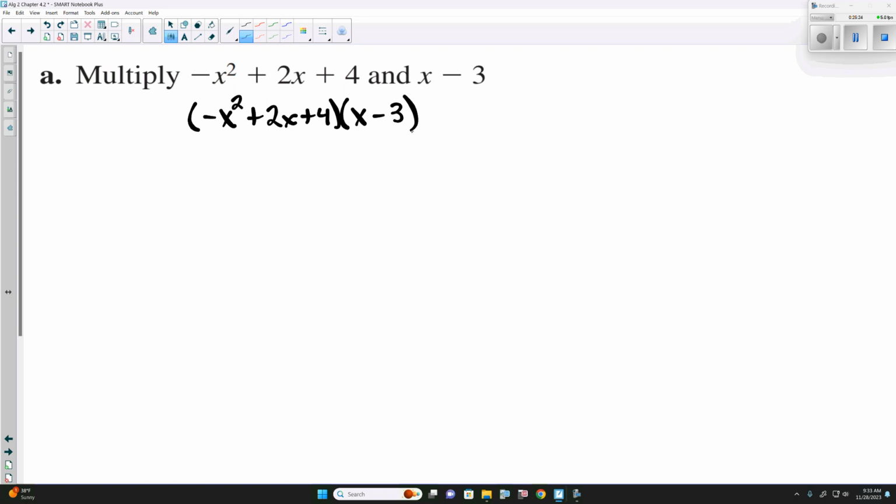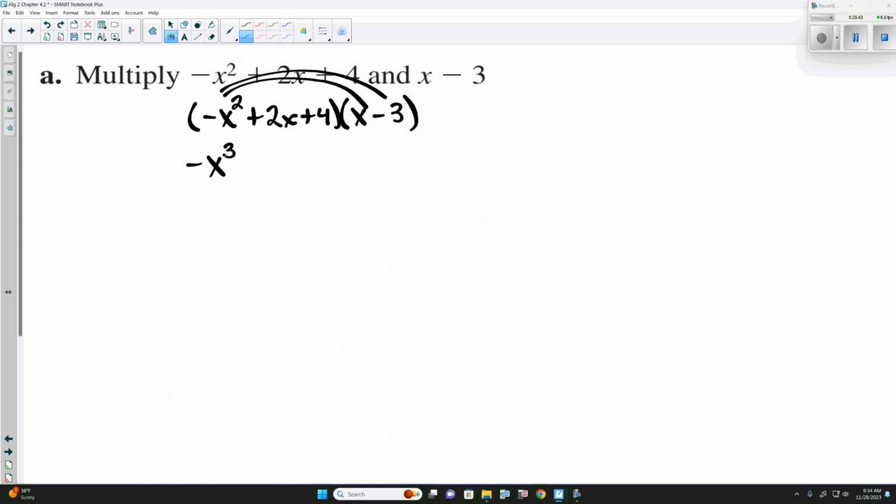I think it's a little easier if we multiply this horizontally. Because if we do horizontal, this is something we're used to, our distributive property. First thing we'll do is multiply through by our negative x squared. Negative x squared times x is our negative x cubed.